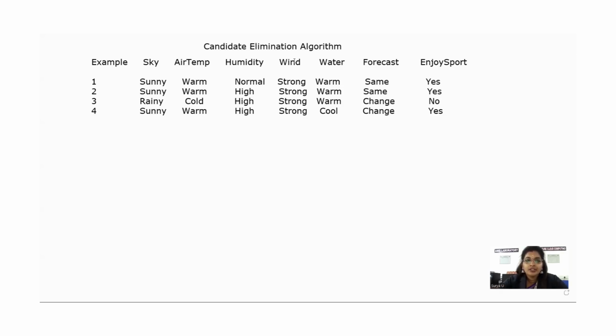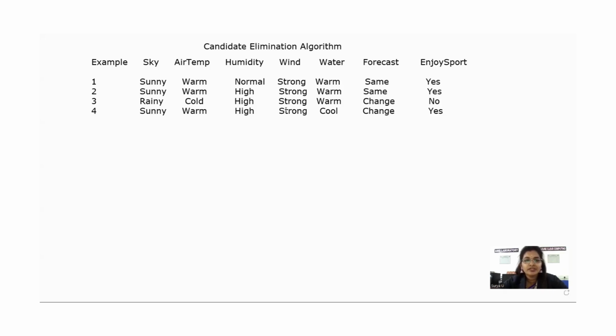Hi everyone. Today we are going to discuss the candidate elimination algorithm in ML. This algorithm helps to find the consistent hypothesis. I have given some set of examples, and from these examples we are going to find out the consistent hypothesis. I hope everyone knows about Find-S algorithm.